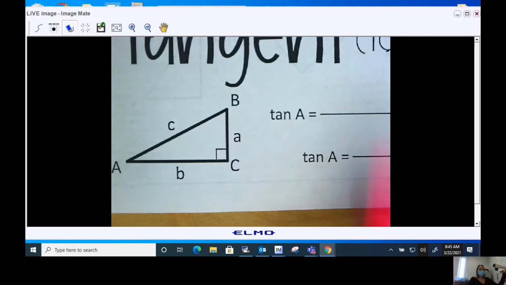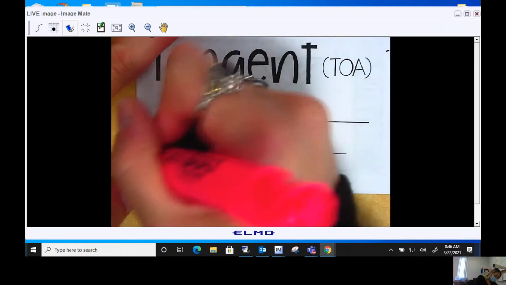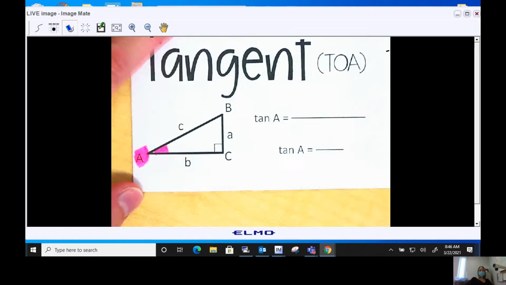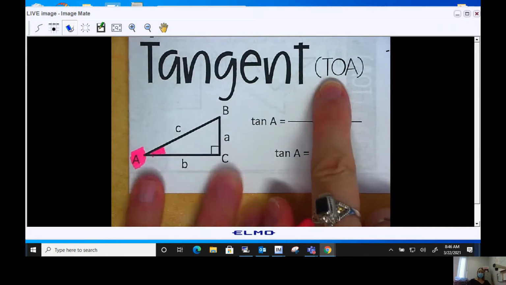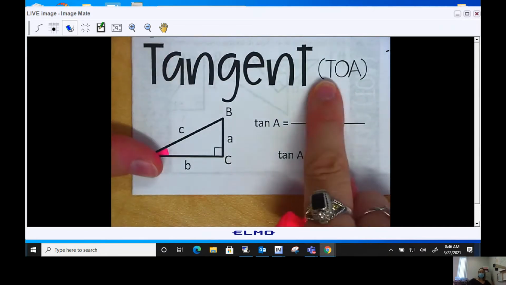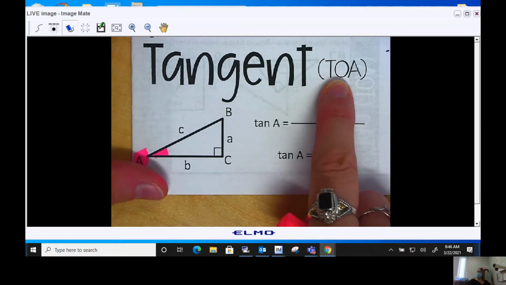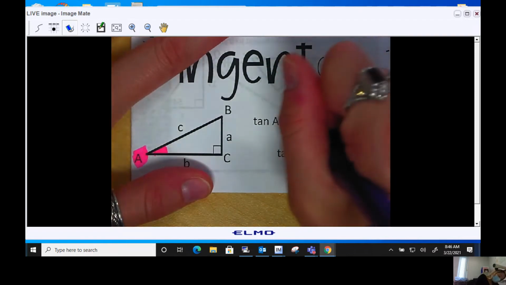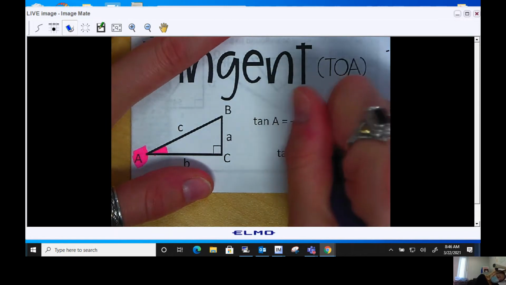So for the tangent, again, I'm looking at angle A, right over here. So I use this mnemonic device called SOHCAHTOA. And so the tangent piece over here, TOA, tangent is O divided by A, which is opposite divided by adjacent. So this time I'm not going to worry about the hypotenuse. Opposite over adjacent.